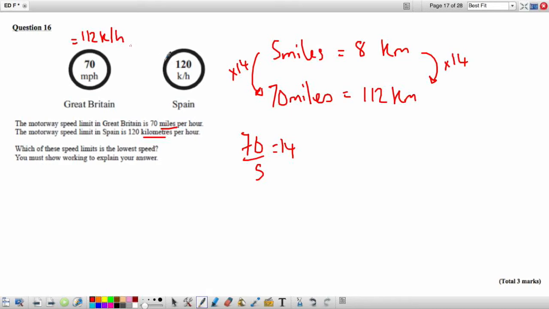So we can therefore compare and see here that the lowest speed is in Great Britain. So here we need to put down which of these speed limits is the lowest speed. That's 70 miles per hour, which is for Great Britain. And this working out here shows how you got your answer.